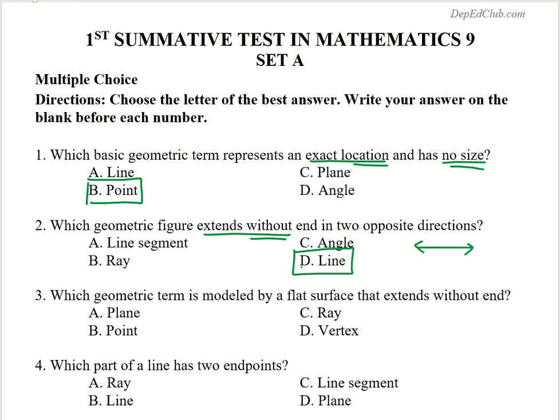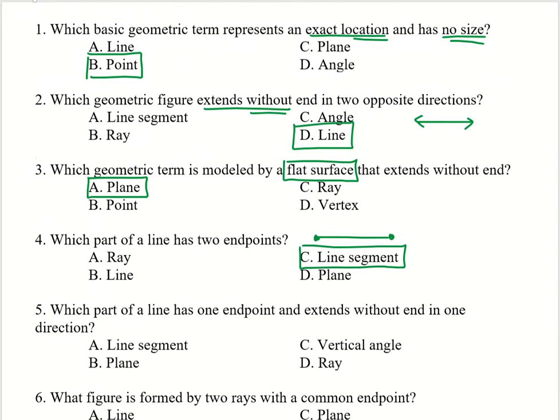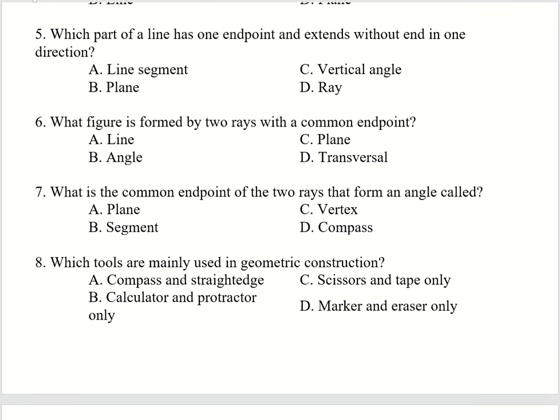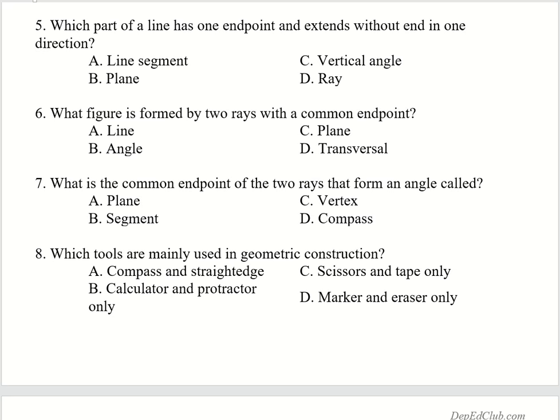Number 3, which geometric term is modeled by a flat surface that extends without end? Extends without end, flat surface is your keyword here. That is a plane. 4, which part of a line has two endpoints? Two endpoints, so that one is a line segment po. Next. Number 5, which part of a line has one endpoint and extends without an end in one direction? One endpoint, extends in one direction. So this one is a ray.